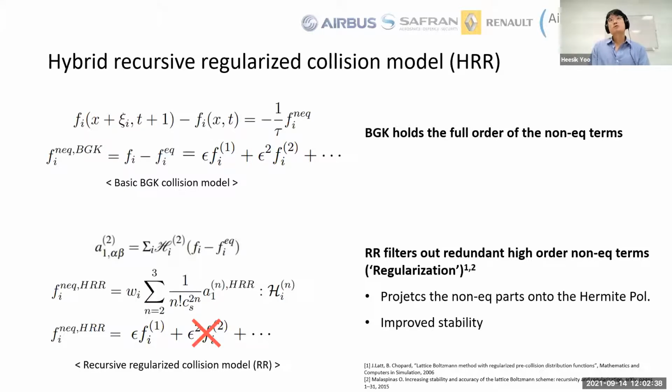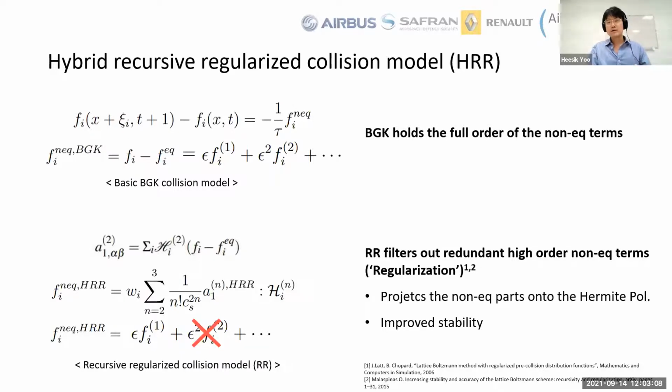So for someone who might not be familiar with a hybrid recursive regularized collision model, I will explain briefly what the HRR model is. For that, I first need to start from BGK. In the basic BGK model, we define the non-equilibrium part as the difference between the distribution function and the equilibrium function. By doing so, we hold the full order of the non-equilibrium terms, from first order to infinity.